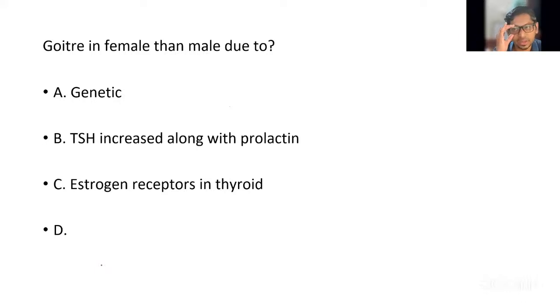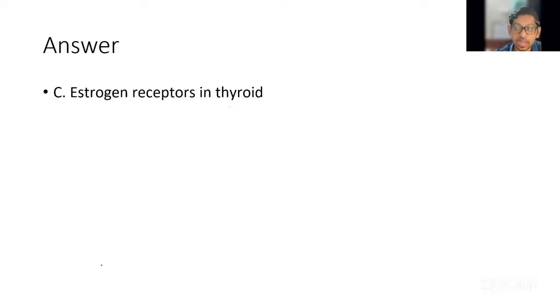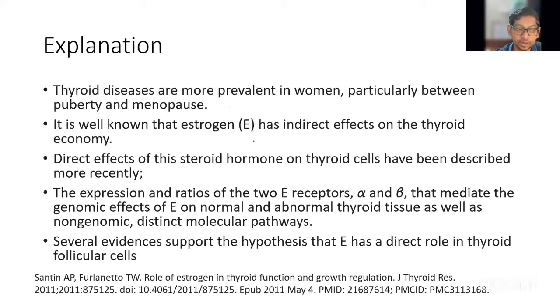Okay, we again slightly touched upon this in the previous question. Goiter is more common in females than males. What is the reason? Genetic, TSH increase along with prolactin, or estrogen receptors in the thyroid? Again, this is a slightly advanced concept. So remember, the answer is there are enhanced estrogen receptors in the thyroid. That is why thyroid diseases are more prevalent in women, especially in the reproductive age group.